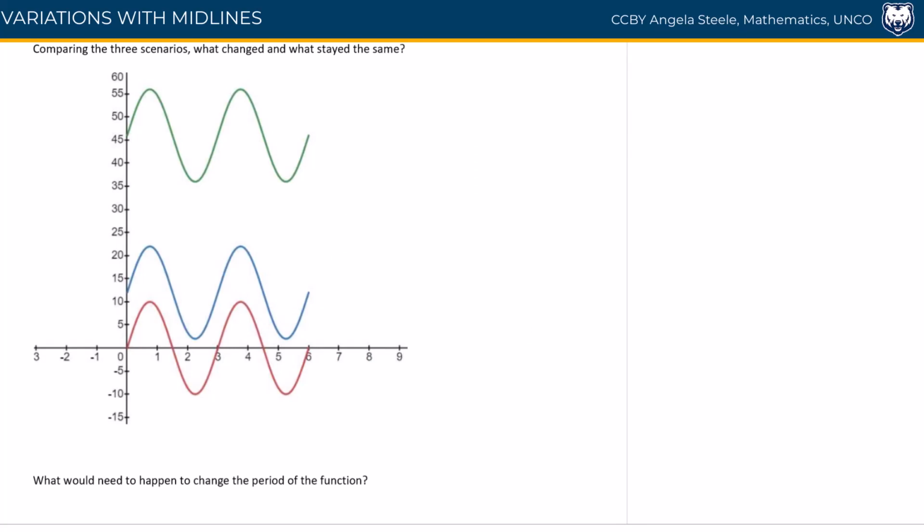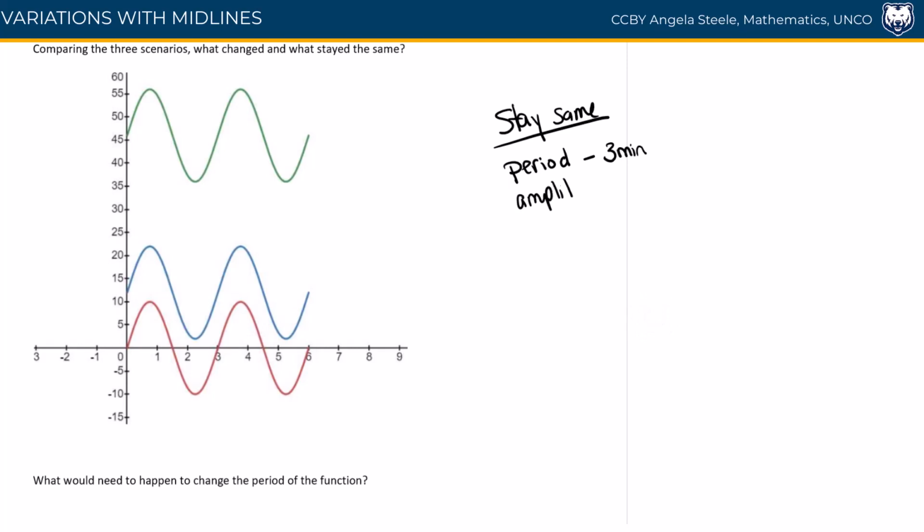Okay, so things that should stay the same is that we always had the same period. In all 3 of those scenarios, it took 3 minutes to complete one full revolution. And then the other thing that stayed the same is our amplitude. And that's because we were always using the idea that the wheel was 10 inches. So those 2 things stayed the same.